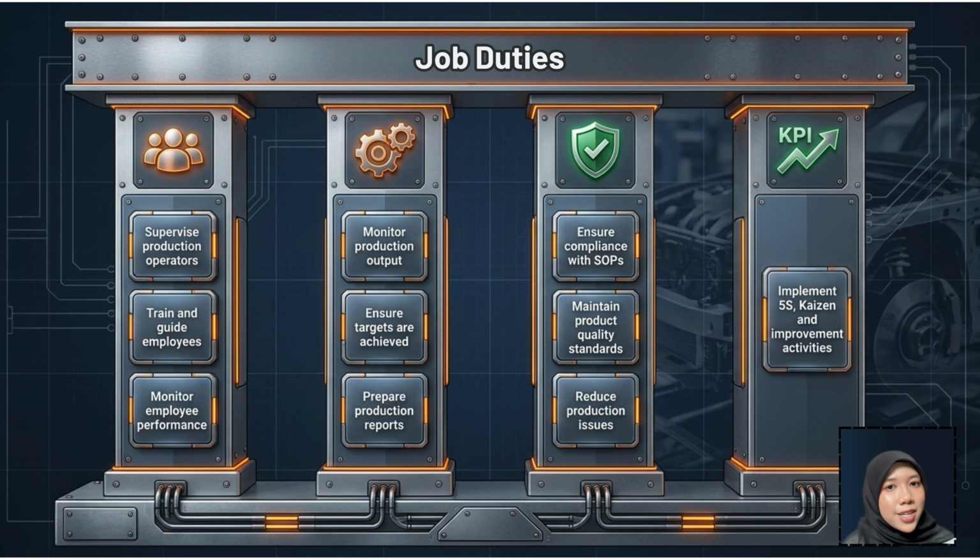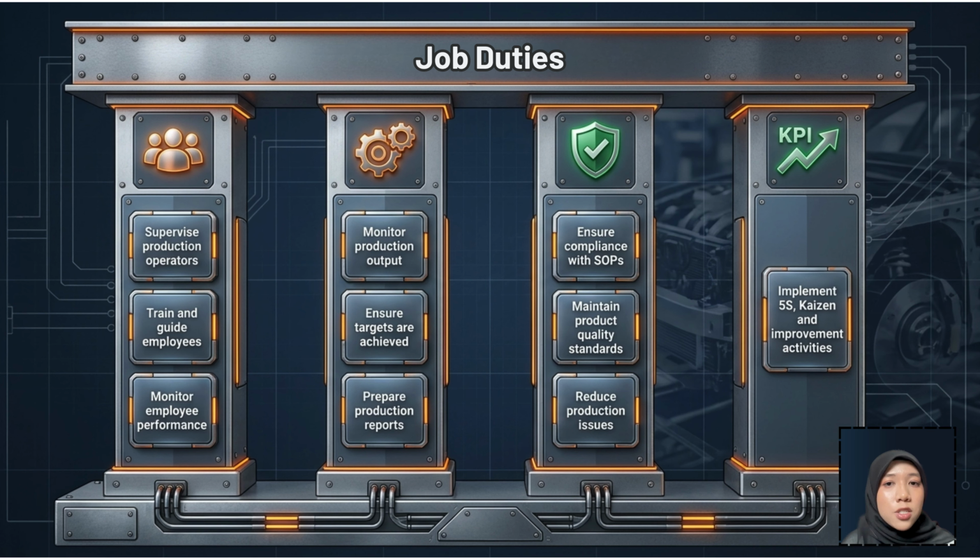This includes ensuring employees follow safety procedures, work instructions, quality standards, and workplace improvement practices such as 5S. The third responsibility is managing production activities. The supervisor needs to monitor the production schedule, ensure daily targets are achieved, review production performance, prepare reports, and coordinate with other departments to solve production issues.